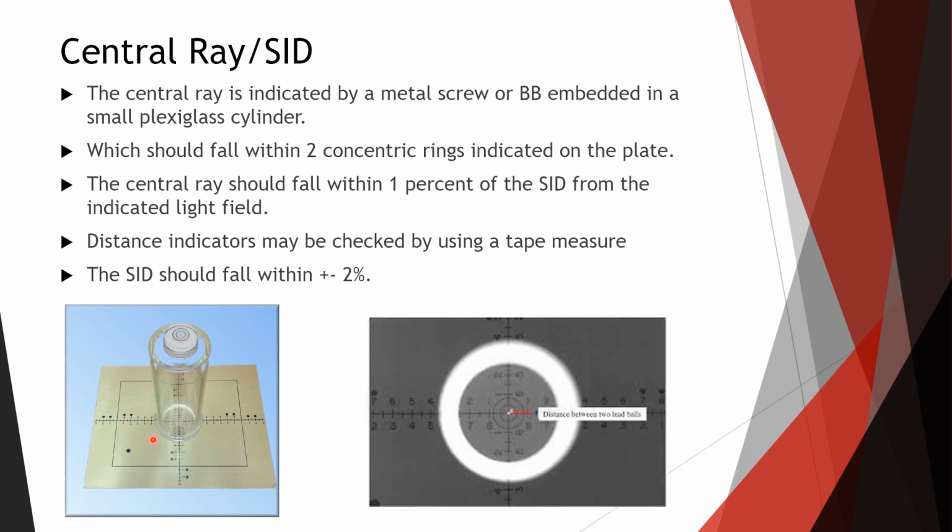And this is what the image looks like. So here's the rings right there. After the picture is taken, the BB's right there. It's directly in the center. So this central ray passes. To test the SID, we'll use a tape measure, and then those two tests are completed.